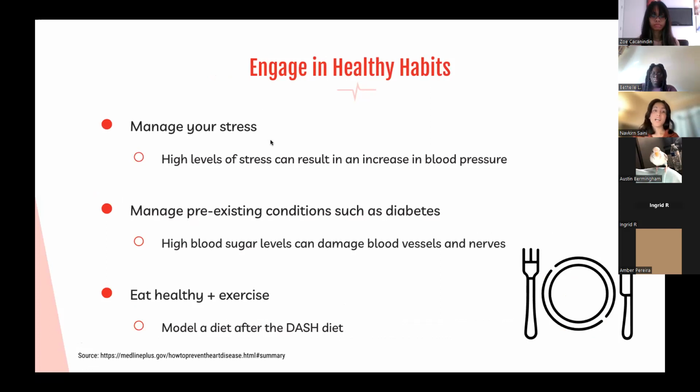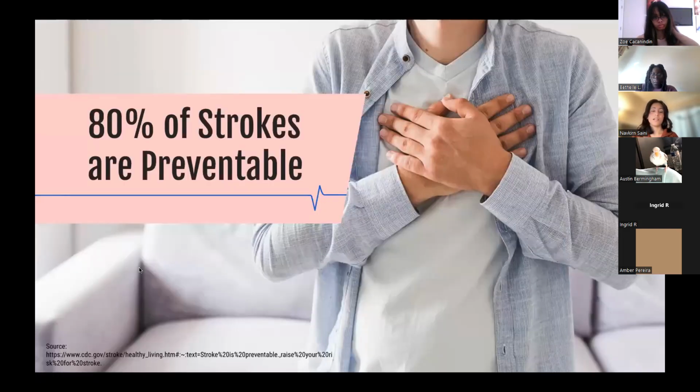So engage in healthy habits, manage your stress. Stress is the number one cause of developing cardiovascular disease and stroke, along with developing high blood pressure. Manage pre-existing conditions such as diabetes. High blood sugar levels can damage your blood vessels and nerves. And eat healthy and exercise. An example is the DASH diet to follow. And we should know that 80% of strokes are preventable.